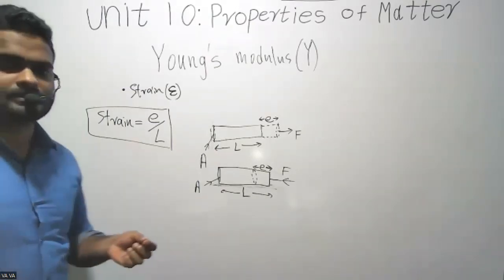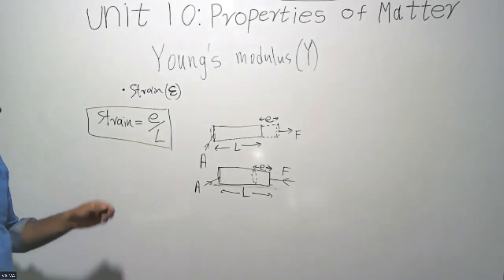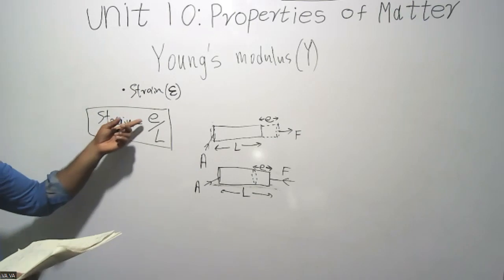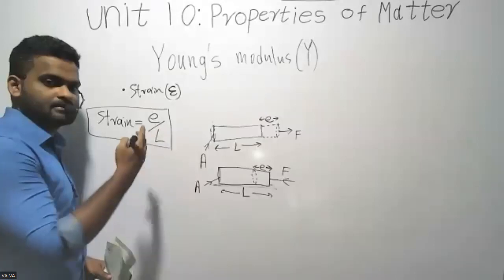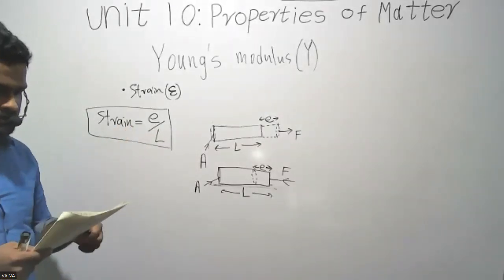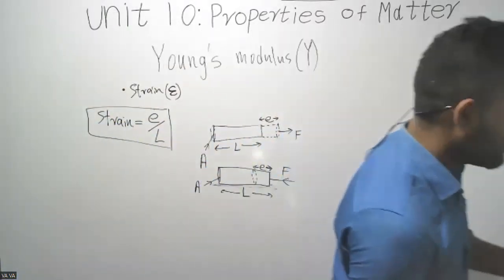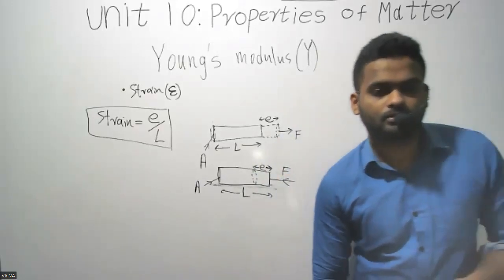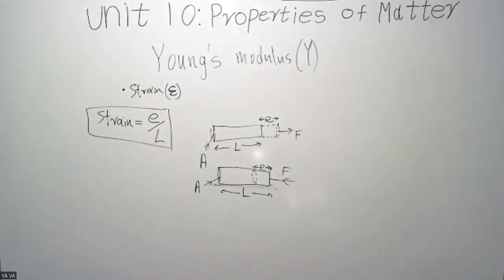Then we will think about units. What should be the units and dimensions of strain? Actually, this doesn't have units. A length is divided by a length, so it doesn't have dimensions or units. Under this, write down: strain does not have units or dimensions.